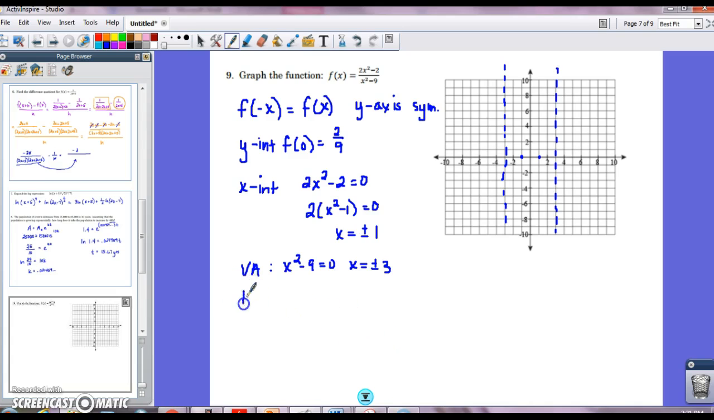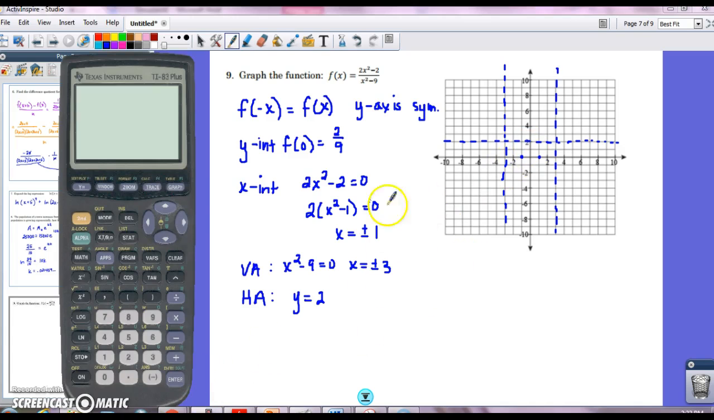And horizontal asymptotes, make sure you go back and look at the rules for this. But because the degree of the numerator is the same as the degree of my denominator, I'm just taking my coefficient. So my horizontal asymptote is at y equals 2. Because I have a horizontal asymptote, I will not have a slant. And so from here, remember we said you plot points beyond and between your roots and your asymptotes.